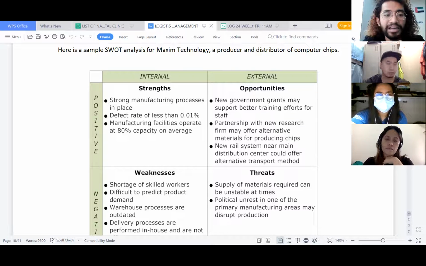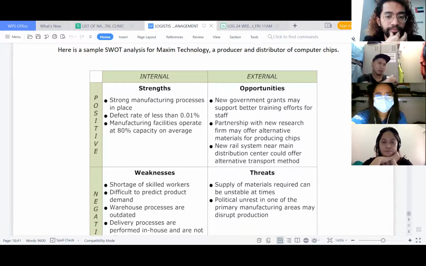Then we have threats. Paddy. Supply of materials required can be unstable at times. Political unrest in one of the primary manufacturing areas can stop production.